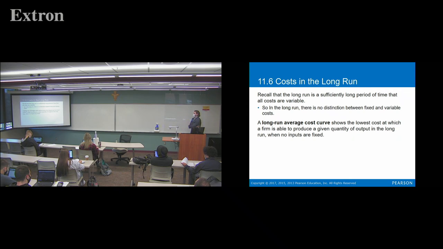So in this case, we'll look at the long run average cost curve. That'll help show us the lowest cost where a firm's able to produce a quantity in the long run. Remember, because no outputs are fixed. That's all we're worrying about here is the long run average cost.